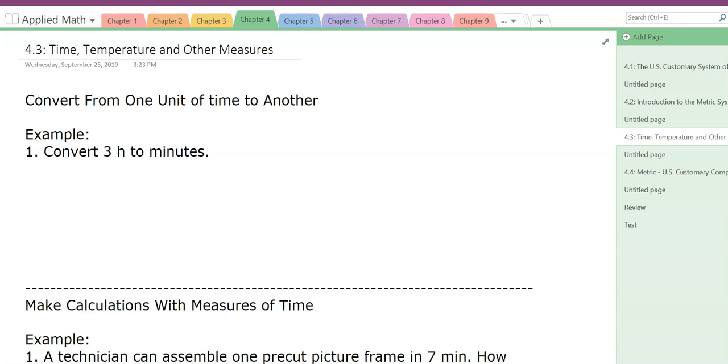We want to convert 3 hours to minutes. How would you do that? Yeah, just take 3 times 60, because we should know that there's 60 minutes in 1 hour. And what would that be? 180. So there's 180 minutes in 3 hours.